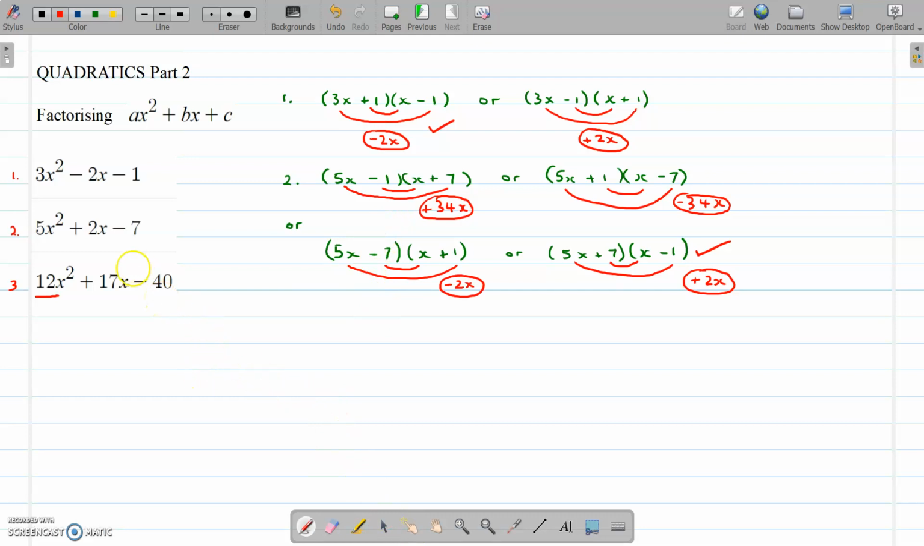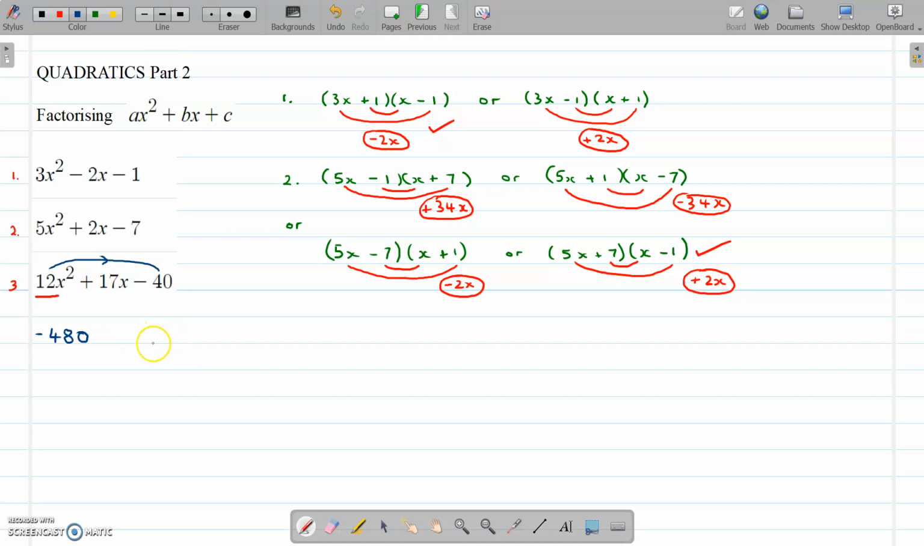But there is a method that we're going to use. We split up the middle term into two, and we do it like this. The first step is to multiply together the first and last terms. Multiply those together and you get negative 480. You now look for pairs of factors of minus 480 that add together to give 17.